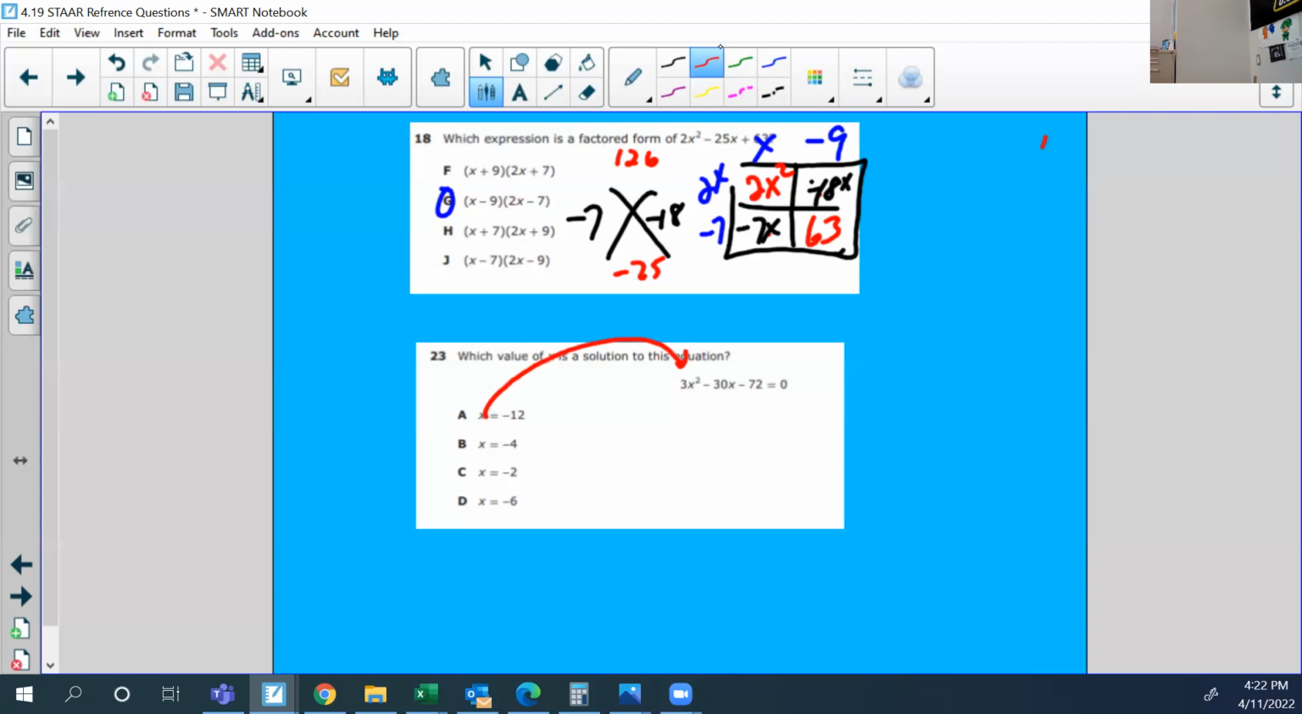So for instance, you could do 3 times -12 squared minus 30 times -12 minus 72 equals 0. Let's see if that works. This is -36... this is going to be plus 36 minus 72. That does not equal 0. So you can just plug each number into the equation. All right, so what value of x is a solution? Which one makes the equation true? Or just solve for x?